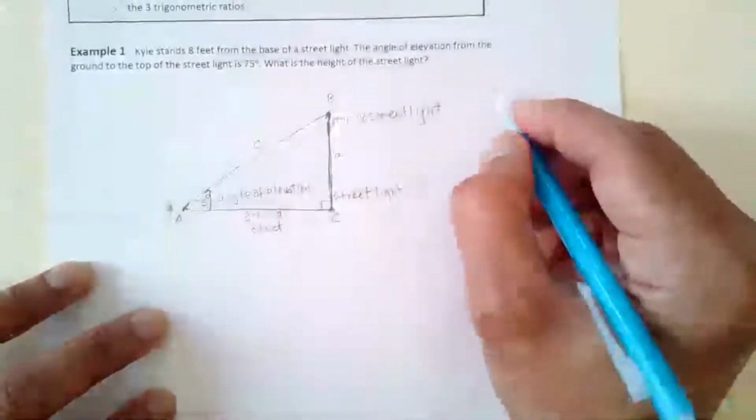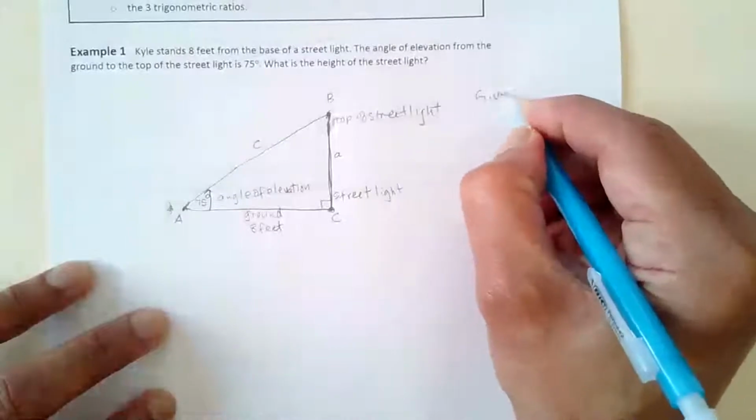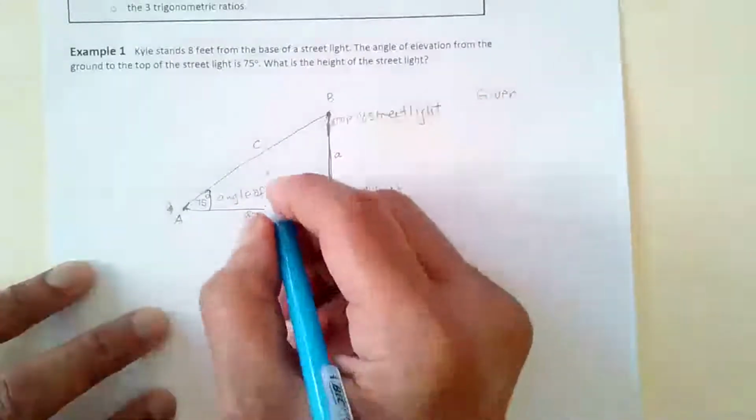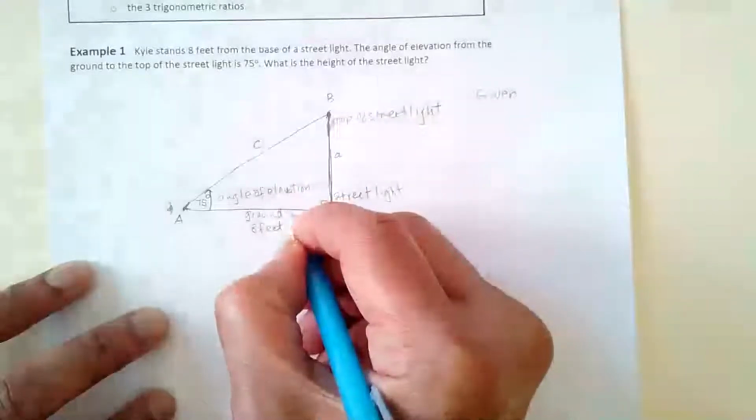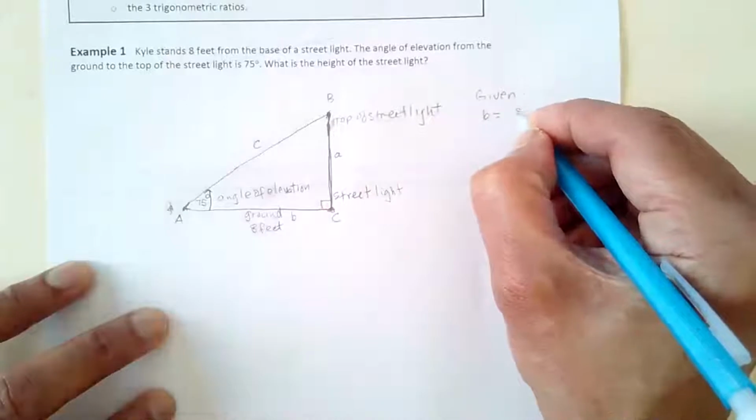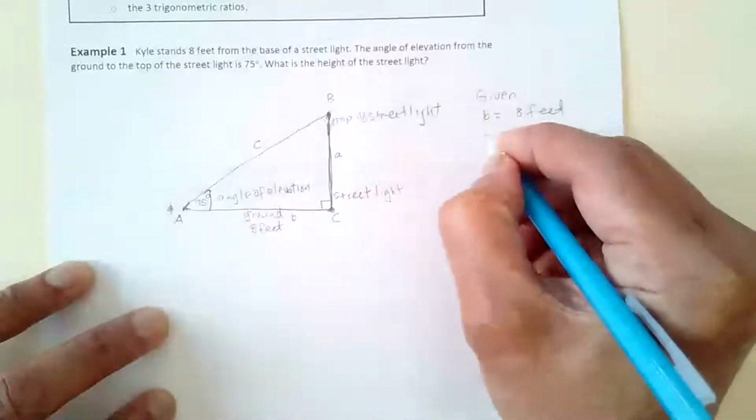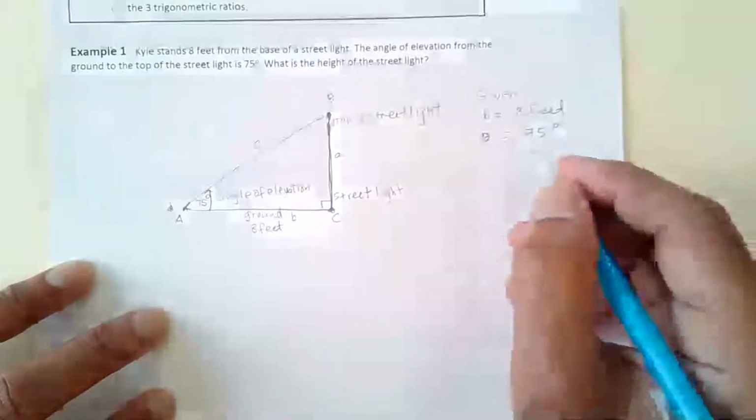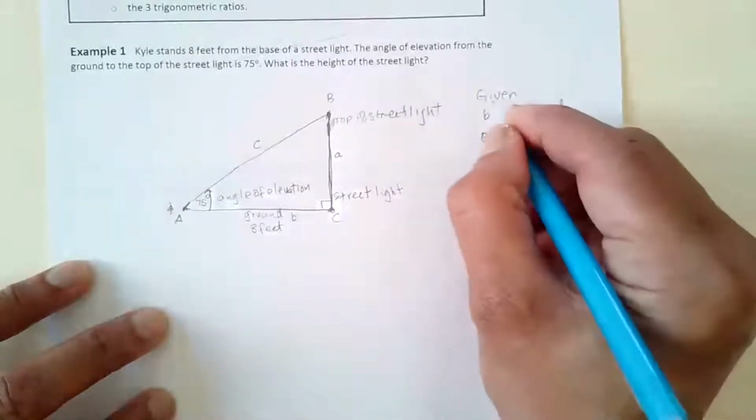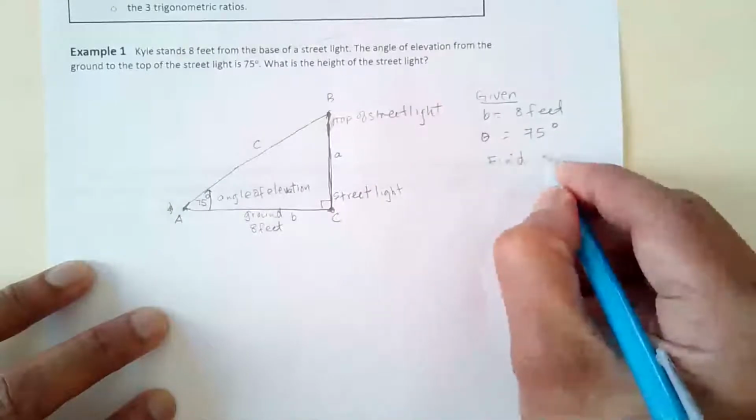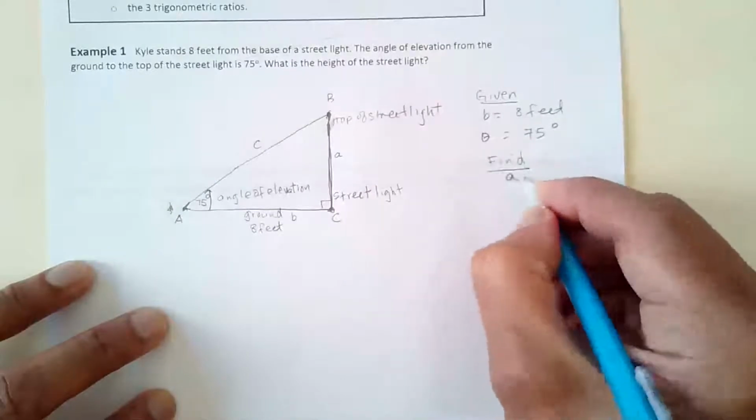So we are given, this would be B. We're given B is equal to 8 feet. Theta is equal to 75 degrees. And we have to find A.